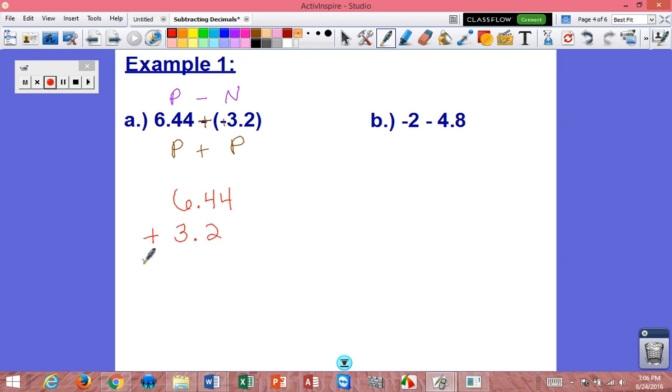Notice how I'm lining up my decimals. Empty space can be filled with a 0, and now we just simply add. And we get 9.64.